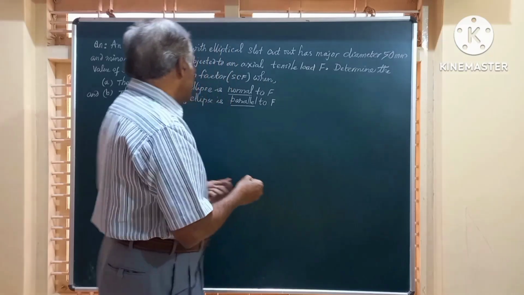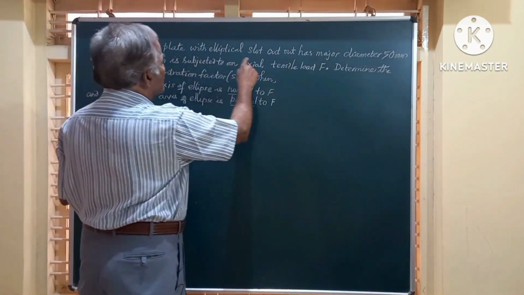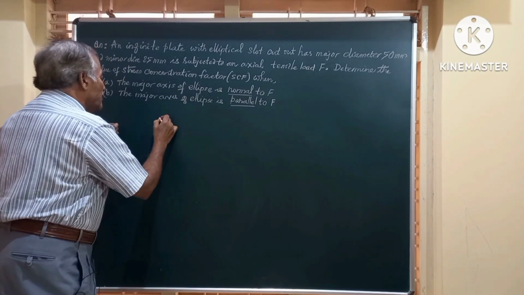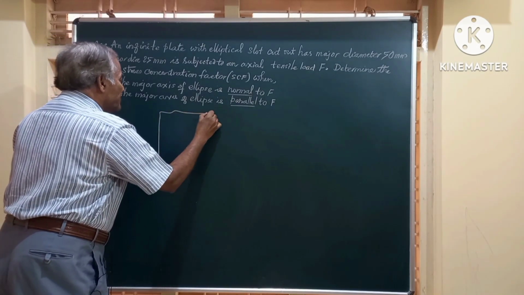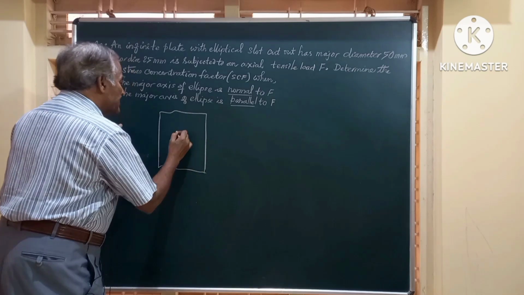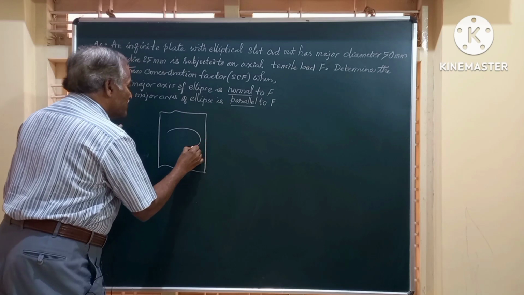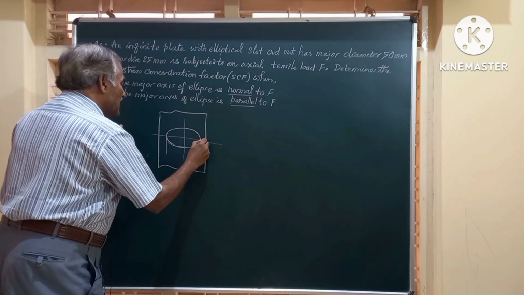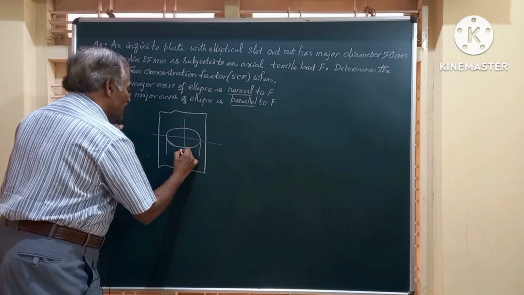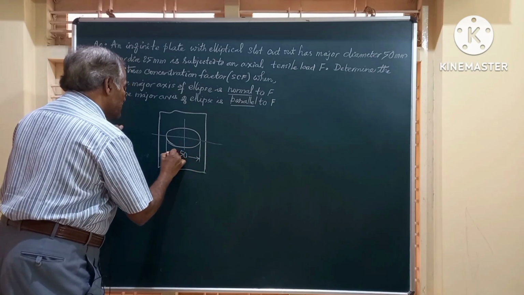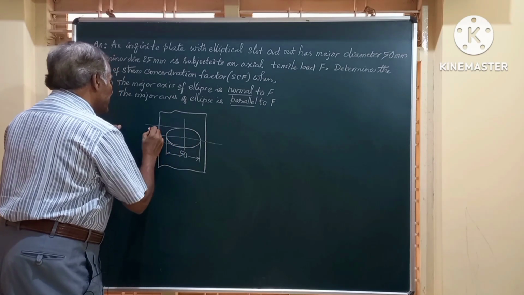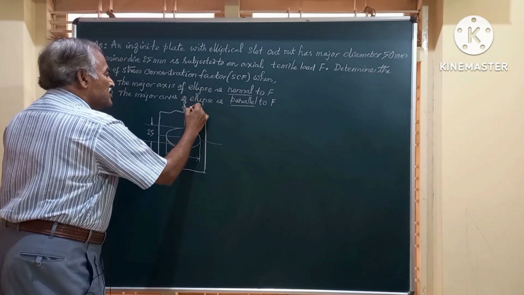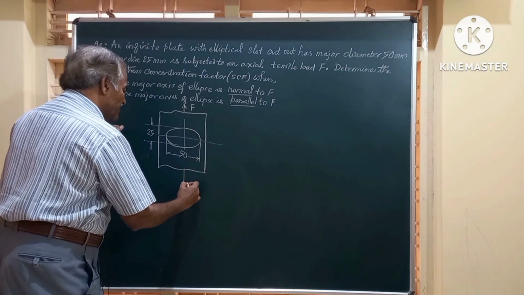So friends, we will just write down the sketch for this problem. An infinite plate with an elliptical cutout having major dia 50 mm and minor dia 25 mm. We have a plate here, which is an infinite plate, and it has an elliptical cutout. We will draw an ellipse somewhere here, and this ellipse has the dimension major axis as 50 millimeter, and the minor axis of that cutout is 25 millimeter, and this is subjected to a pull, that is F, some value of the load F.